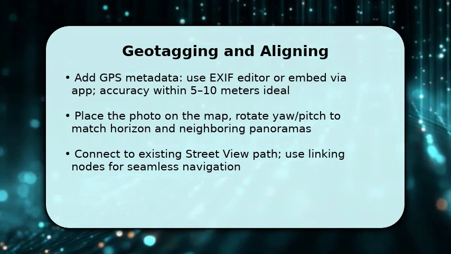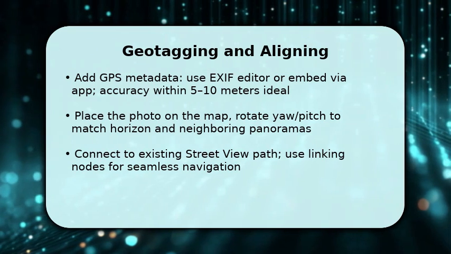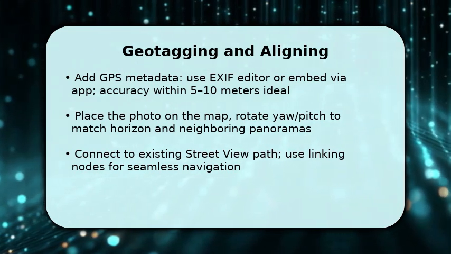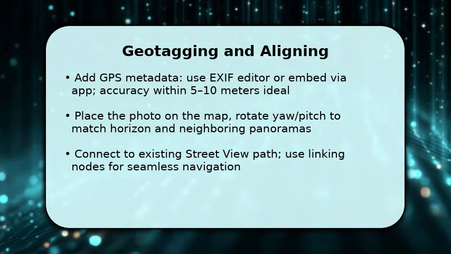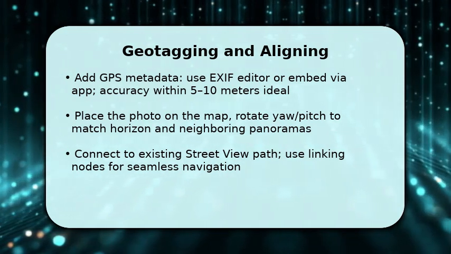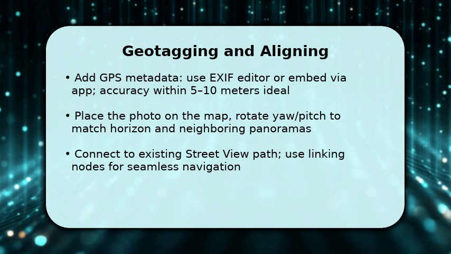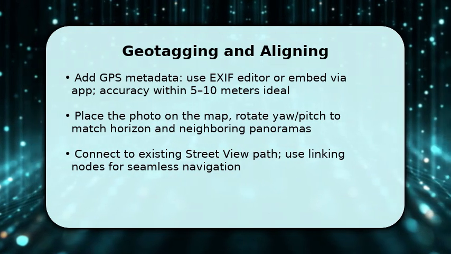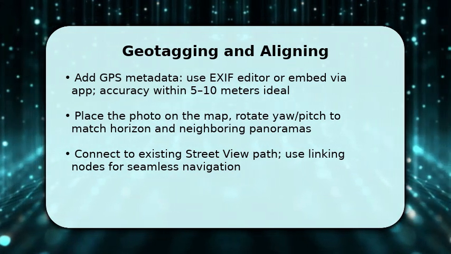Once imported, place the photo on the map and rotate yaw and pitch to align horizons and doors. This makes transitions seamless. Then connect your panorama to an existing Street View path by creating linking nodes so viewers can navigate naturally. Finally, you finalize and publish.